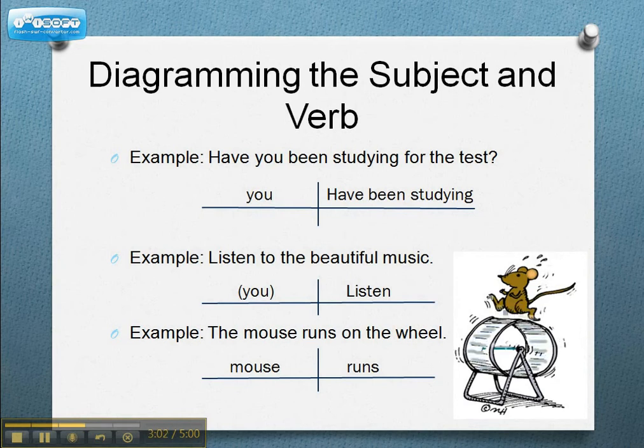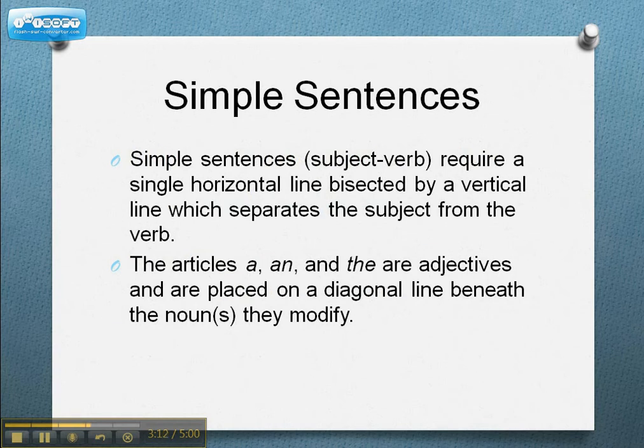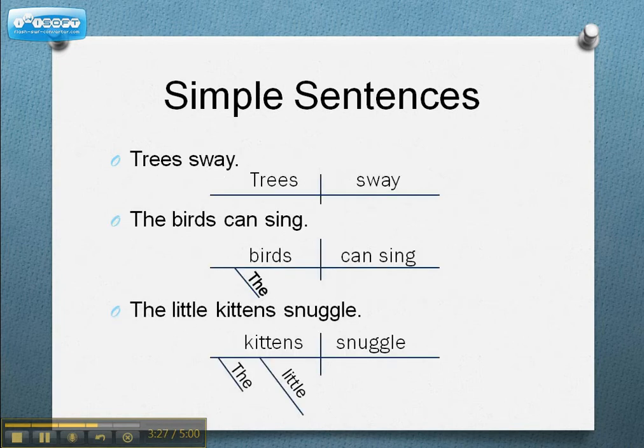The mouse runs on the wheel. Who is the sentence about? The mouse. He's the subject. He goes on the left. And what does he do? He runs. That goes on the right. Simple sentences require a single horizontal line bisected by a vertical line, which separates the subject from the verb. The articles a, an, and the are adjectives and are placed on diagonal lines beneath the nouns they modify.